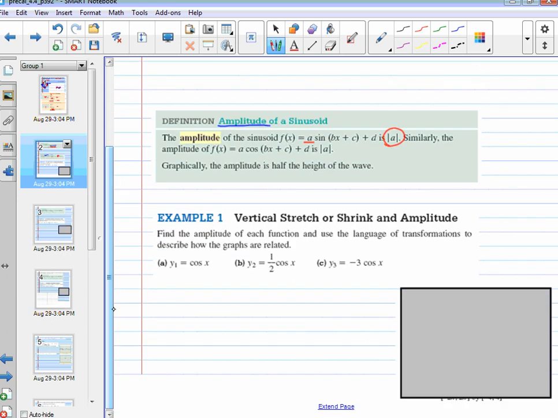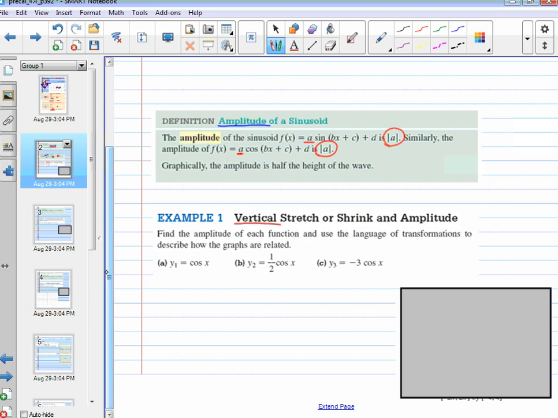Whether it's a sine or a cosine, it works the same way. The amplitude there is just the absolute value. Now, if I had a negative in front of it, what does a negative do in front of the graph? Reflects it across the x-axis. It won't change the amplitude, it just reflects it across the x-axis. So amplitude is really about vertical stretches and shrinks.